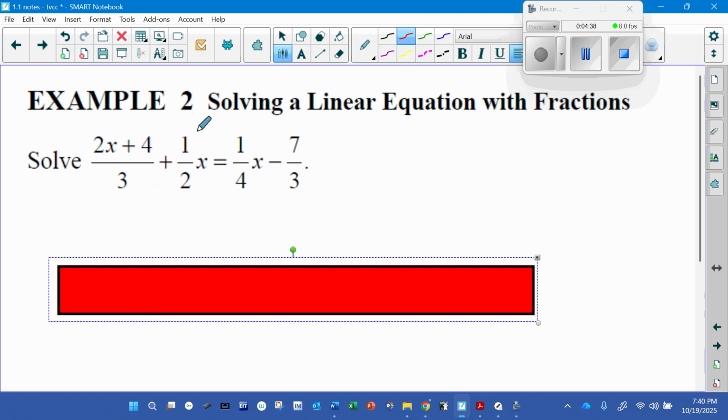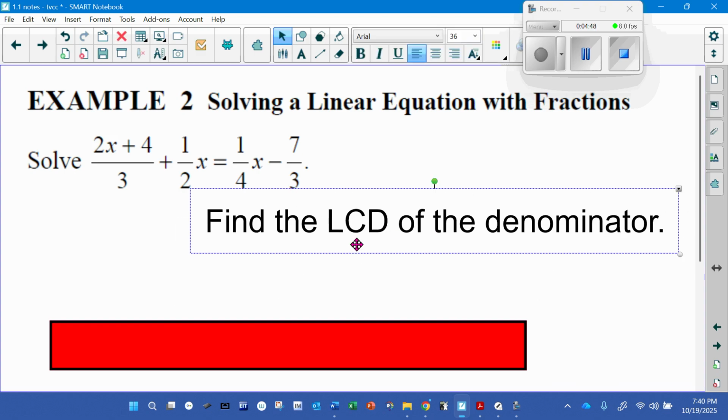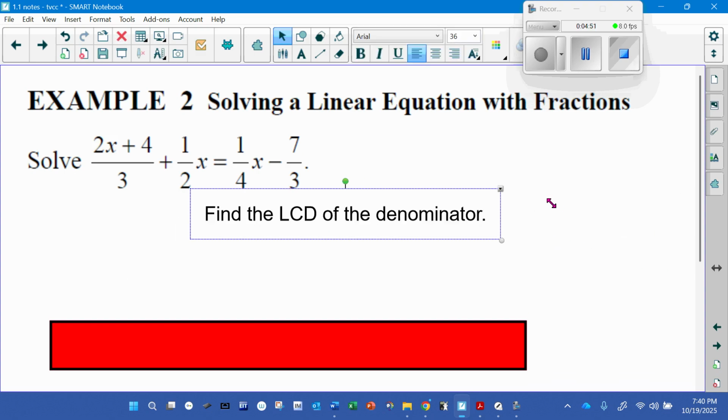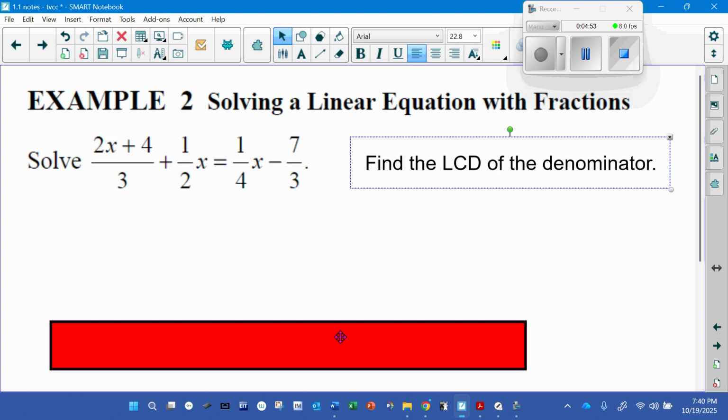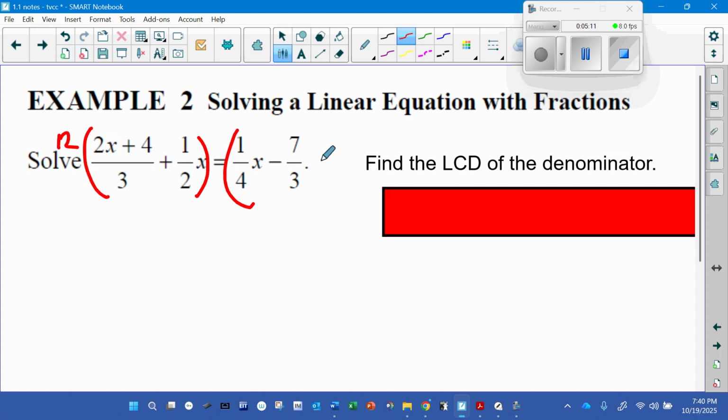All right, so here you still have the equation, but with a fractions. What you're going to want to do is find the LCD, or your lowest common denominator, of your denominators. So what we're going to do here is 3, 2, 4, and 3. So the LCD is going to be 12. So you're going to multiply both sides by 12. I'm going to distribute the 12 to each piece.